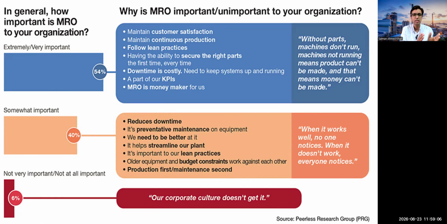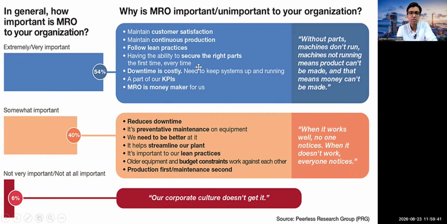To an organization, it is extremely important, we can say 54%, because if there are no parts, there could be no running of machines. So the machine is not running, so you cannot do the production. If there is no production, there could be no money. When there is no money, it means there is no profit, no production, and of course you are going to lose. 40% of the people think that when it works well, no one notices. So when it doesn't work, everyone notices.